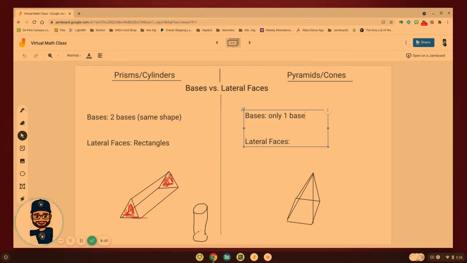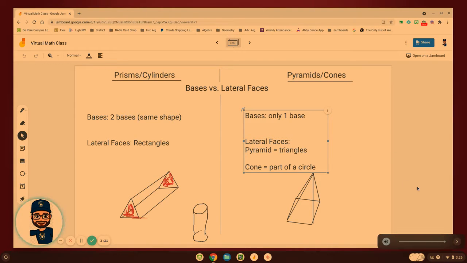Only one base. Only one. Then the lateral faces in a pyramid are triangles. In a cone, it is a part of a circle. And I'll show you what that looks like in a little bit. Okay, but please know the difference between your bases and your lateral faces, because that's going to help us to find the lateral area, or LA, the lateral areas.